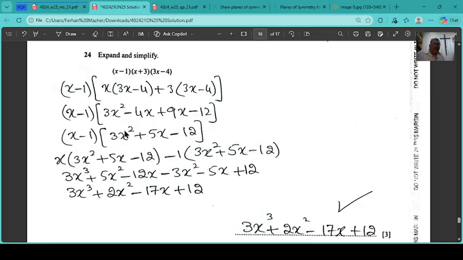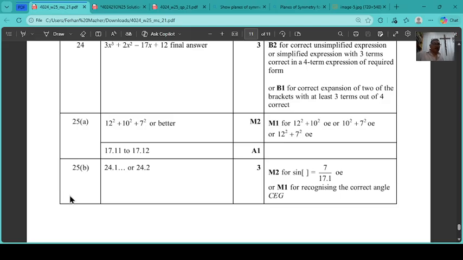Now this bracket and this bracket, they will multiply with each other. So you will have x bracket 3x squared plus 5x minus 12 bracket close minus 1 bracket 3x squared plus 5x minus 12 bracket close. So you will get 3x cubed plus 5x squared minus 12x minus 3x squared minus 5x plus 12. So you will have 3x cubed plus 2x squared minus 17x plus 12. So it's a 3 marks question, question number 24. I hope you understand how to multiply the brackets.